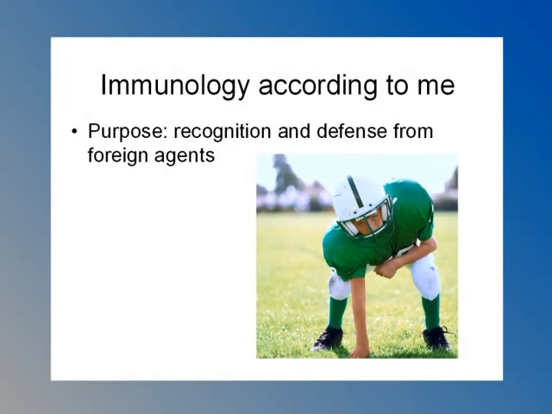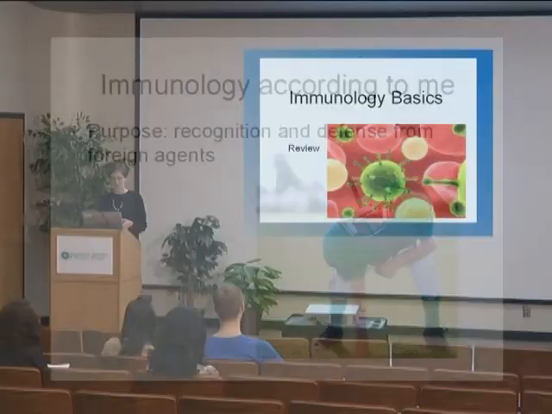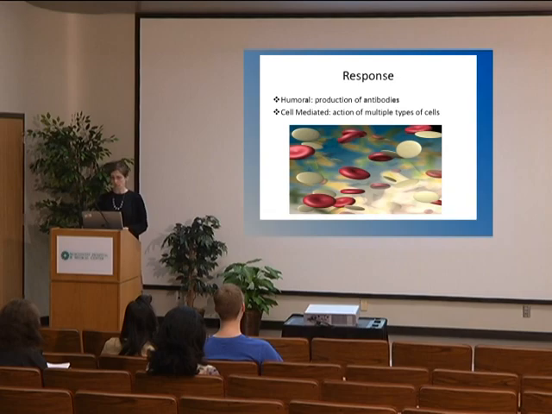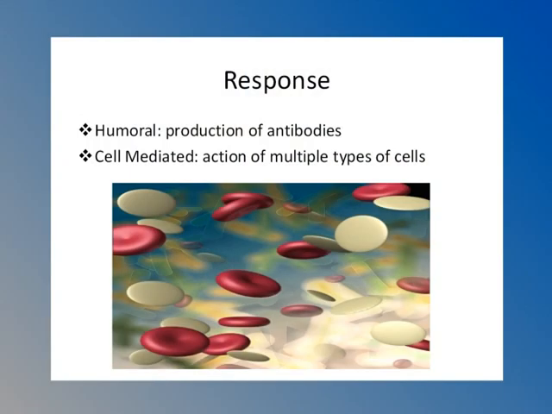So it's simplified. I think of things in a very simple way, and I'm a visual person, so I like to get it down to where I can understand it. So we're talking about immunology, and it's the body's recognition of things that are foreign to the body, and how to mount a defense. So there's two kinds of defenses. There's humoral, which is the production of antibodies, and then there's cell-mediated, and there's lots of different cells and different actions from each cell that occur.